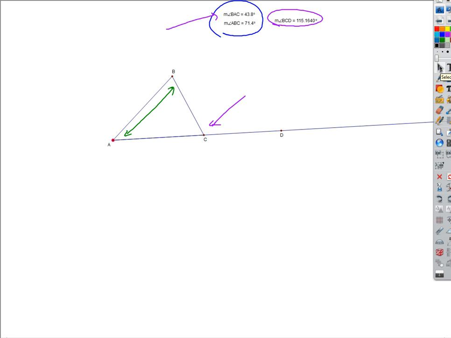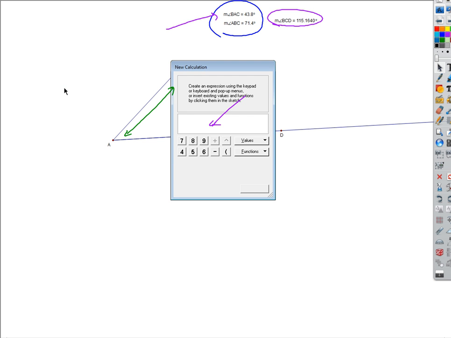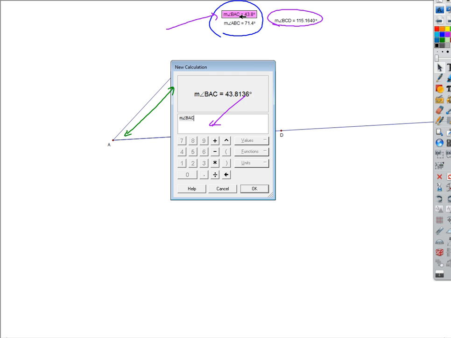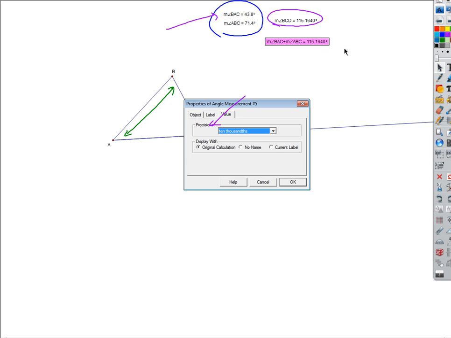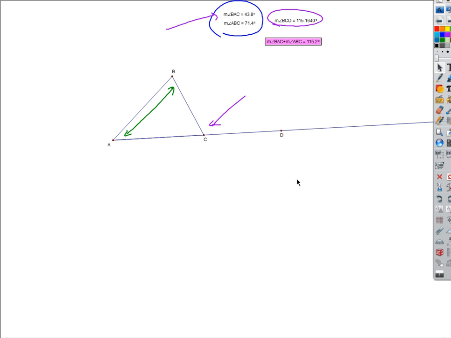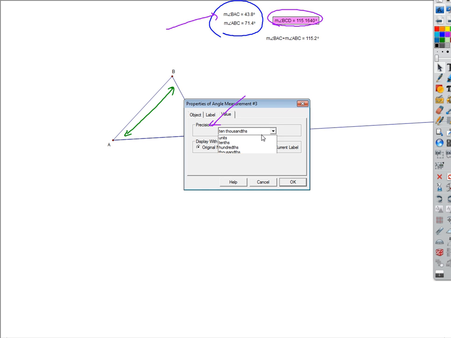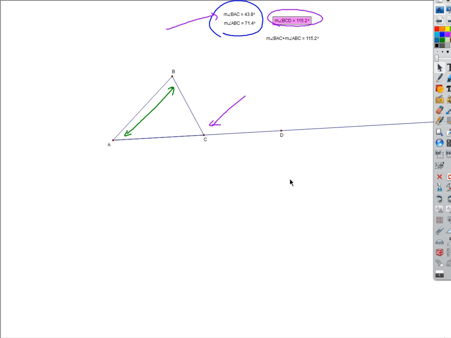We can do a little calculation here in Geometer Sketchpad. Let's calculate the sum of that interior angle plus that interior angle. So there's the sum of those two. And what do you notice? What do you notice about those two? No matter what I do, the sum of those two interior angles always just equals the exterior angle, right?